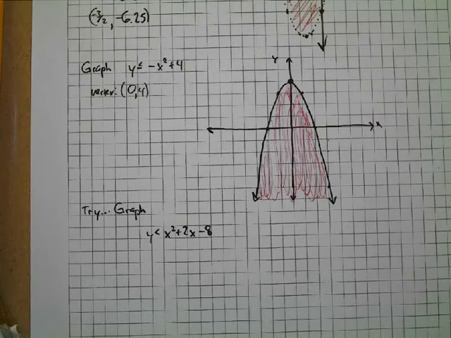Use your graphing calculator to help you with this. Think about what kind of line you're going to use to connect it. Is it going to be solid? Is it going to be dotted? And then think about where you're going to shade, too.